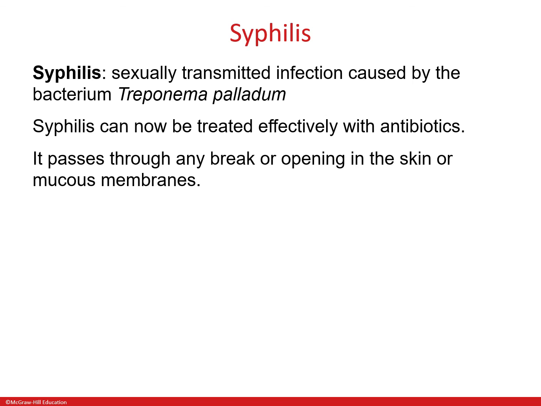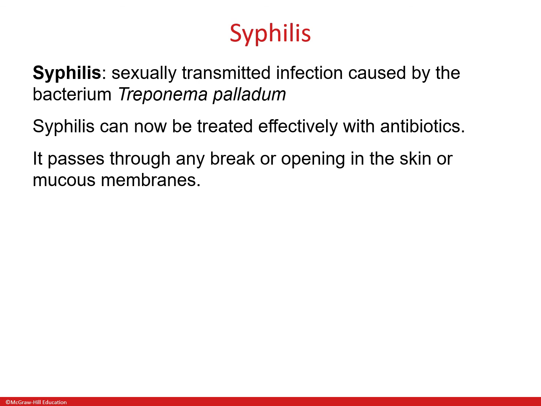Next is syphilis. Syphilis is a sexually transmitted disease caused by bacteria, and it once caused death and disability for millions of people, but it can now be treated effectively with antibiotics. Rates in the United States had a low in 2001, but have increased steadily since then. In 2015, nearly 24,000 new cases of primary and secondary syphilis were reported in the United States.